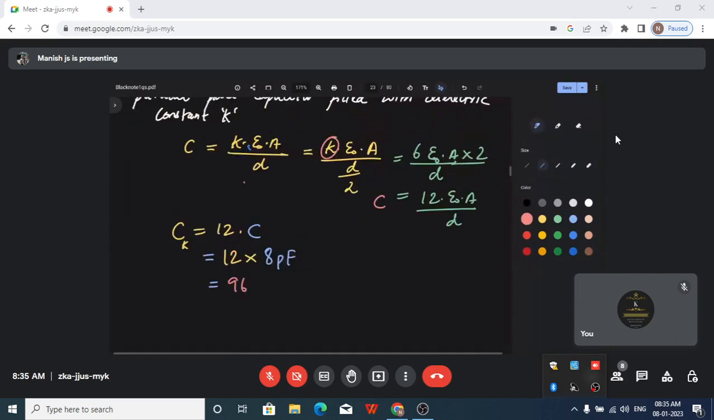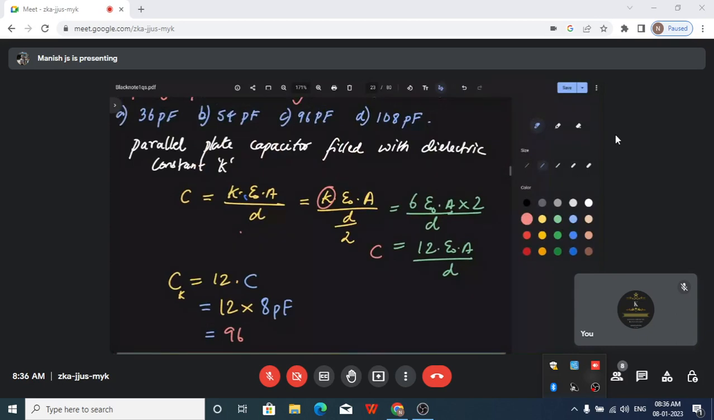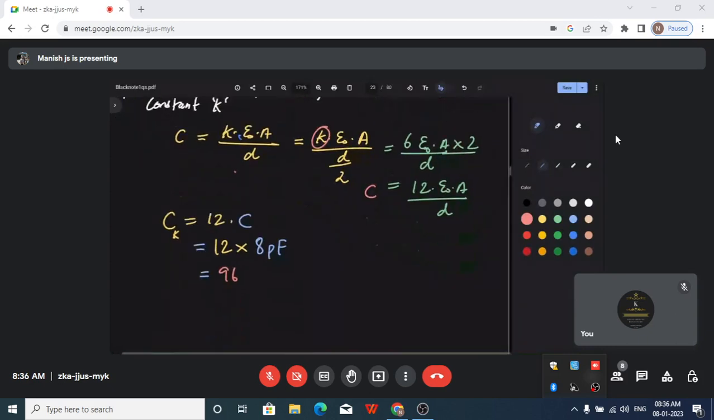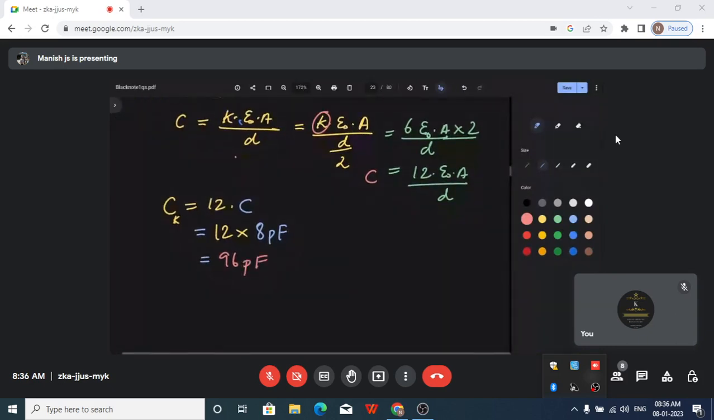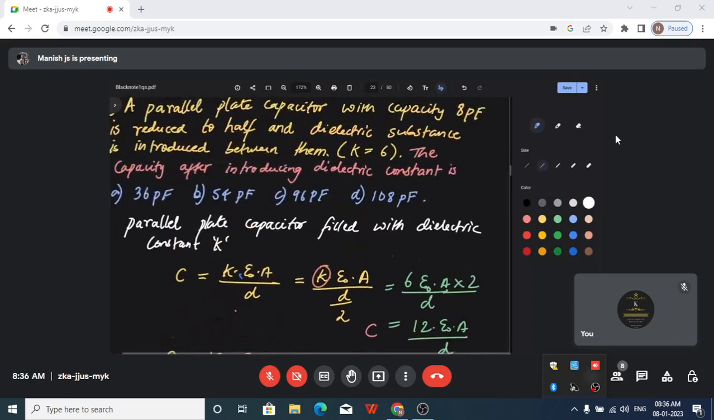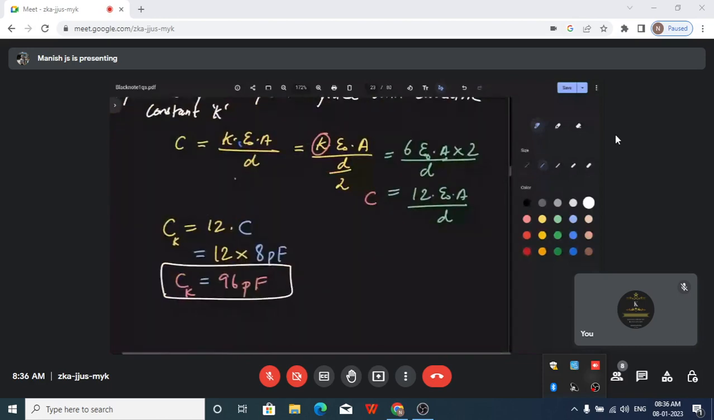Quite simple. If you are able to find out the logic, you can easily solve these types of questions. The answer is 96 picofarad. That's it. After you introduce the dielectric slab, now what is happening? Can you see the enhancement? The capacity has been enhanced, right? Earlier it was 8 picofarad. Yes, sir. Now it is enhanced to 96 picofarad.